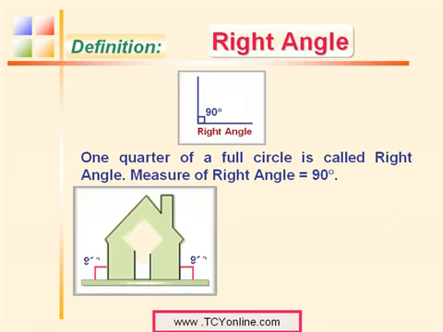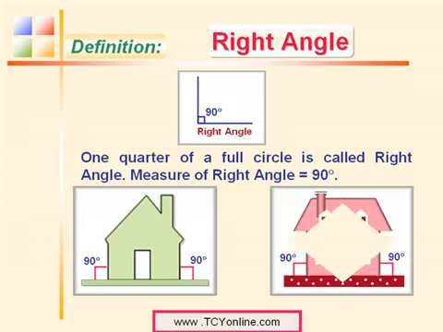Let's look at the example of a right angle. Suppose there is a building standing on a ground. Now this building makes an angle of 90 degrees with the ground. So we can say that these are the right angles.